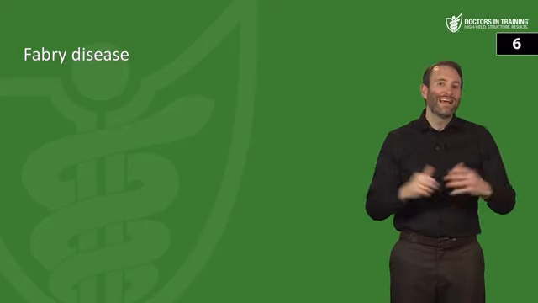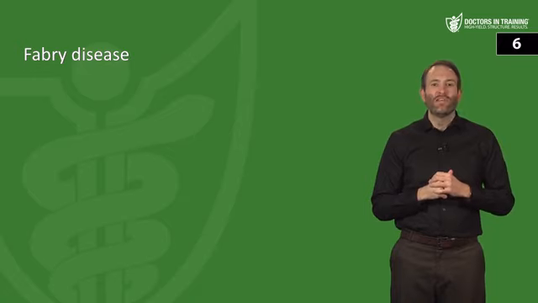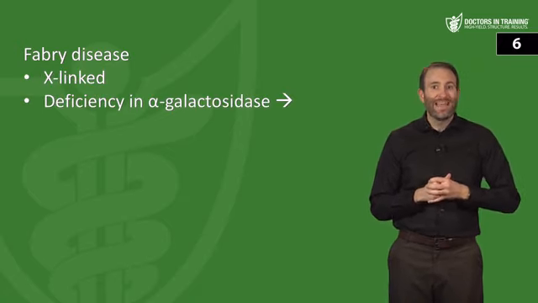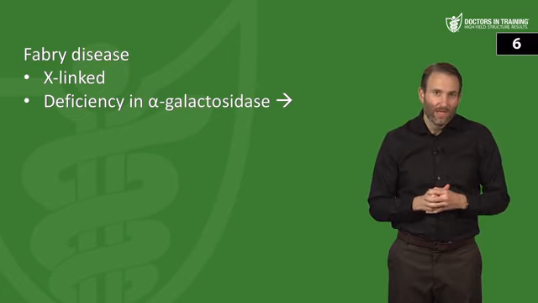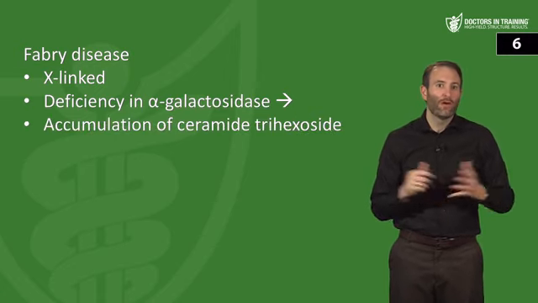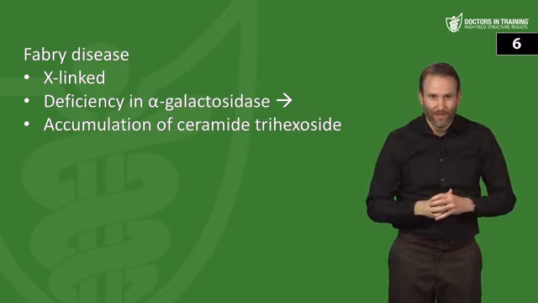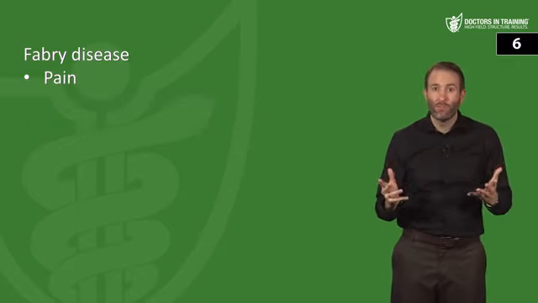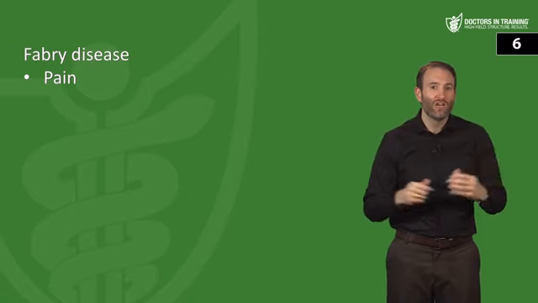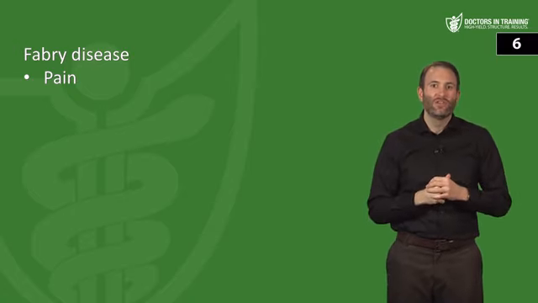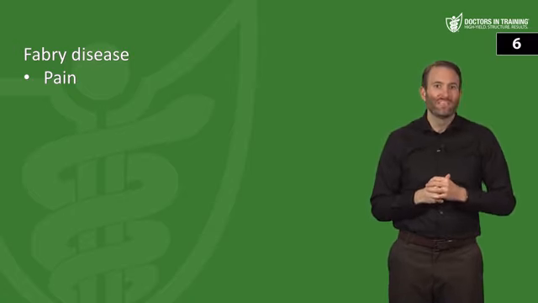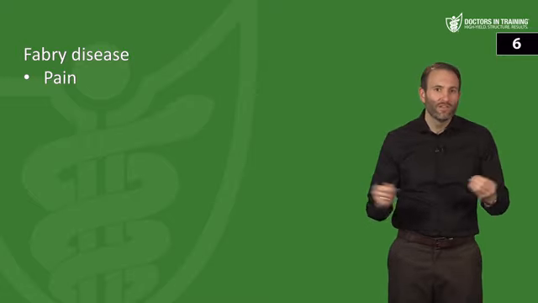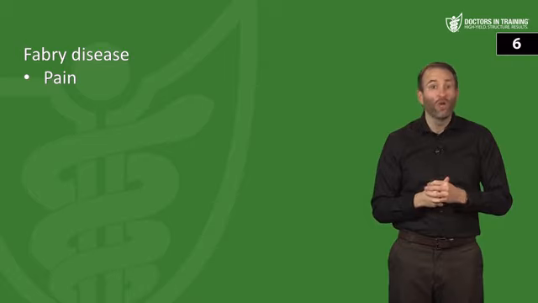All right, so our first lysosomal storage disease is Fabry disease. This is an X-linked disease. The deficient enzyme is alpha galactosidase, and it leads to an accumulation of ceramide trihexoside. The symptoms begin in early childhood, and they include pain primarily. This is due to damage of peripheral nerves, which leads to some neuropathy. You're also going to get some lipid accumulation in the blood vessels of the GI tract, and that's going to lead to ischemia and also pain.